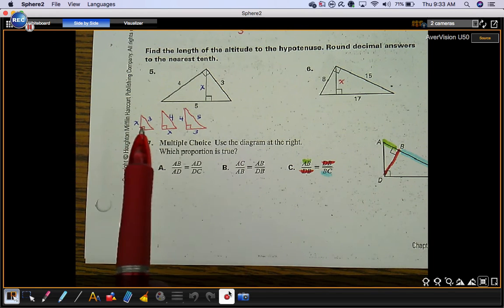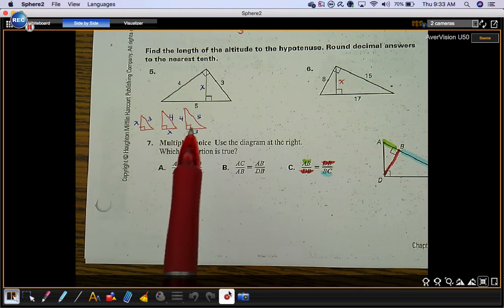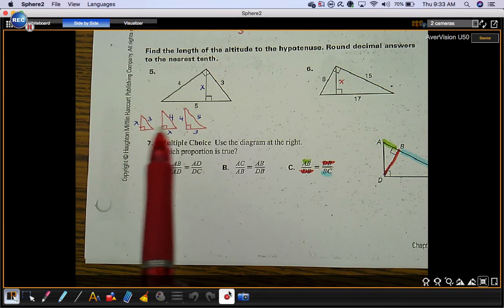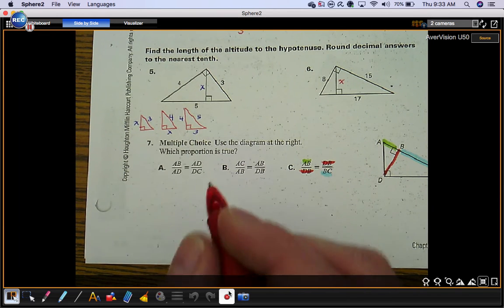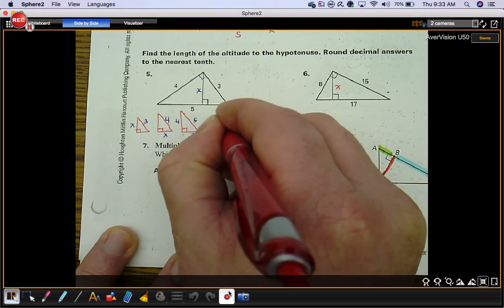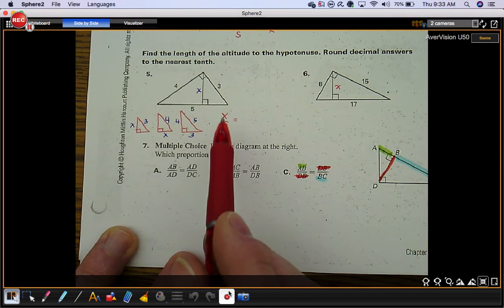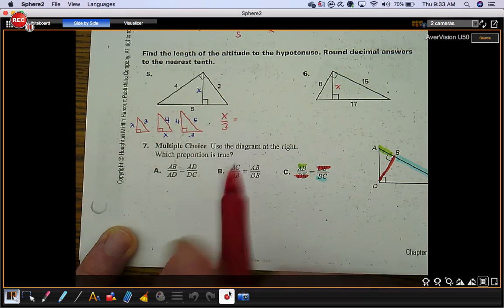I think in the lesson I compared this triangle with this triangle. Since I know all three of these sides, I can compare this triangle with either of these. So maybe this time I'll compare this one with this one, and you should get the same answer, 2.4. So let's compare short leg to short leg, x to 3. That ratio is the same as the ratio of hypotenuse to hypotenuse, 4 to 5.